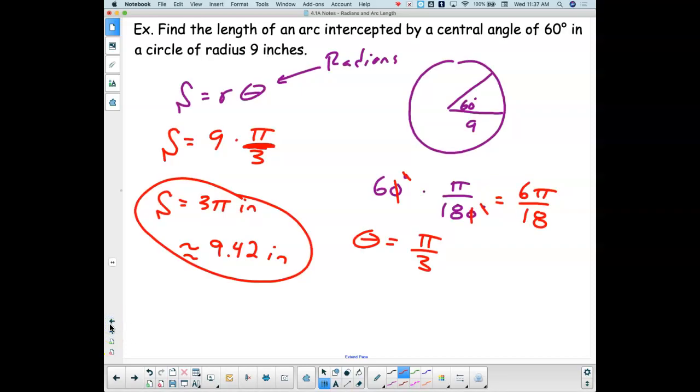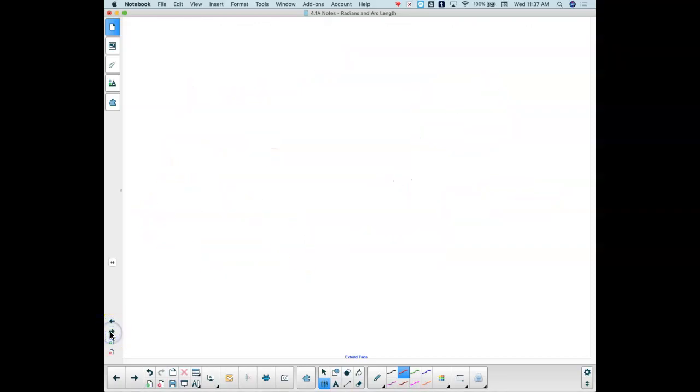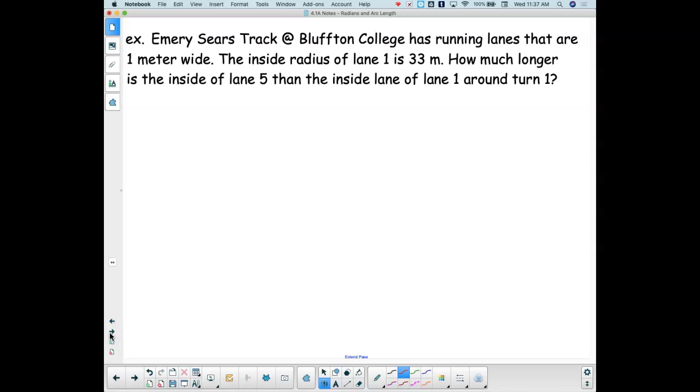All right, hopefully that went well. Last one. Oh, where'd it go? There we go. I'll give you a minute to read that one. Alrighty, the track at Bluffton College has running lanes that are 1 meter wide. Inside radius of lane 1 is 33 meters. How much longer is the inside of lane 5 than the inside of lane 1 around turn 1? Read that one again, hit pause.